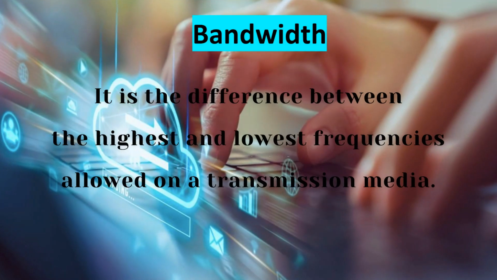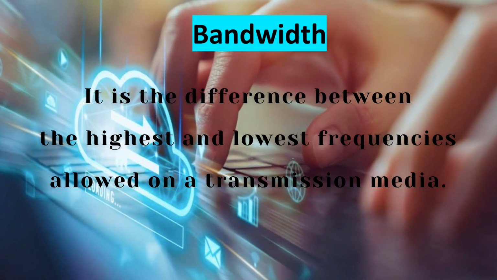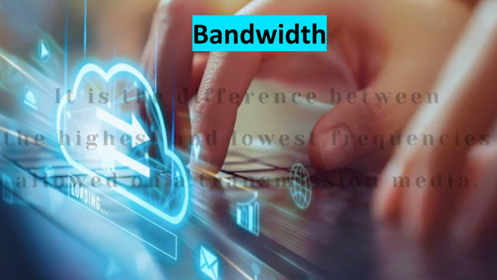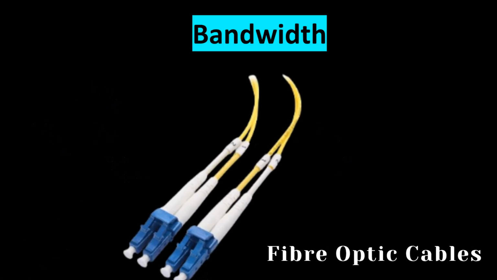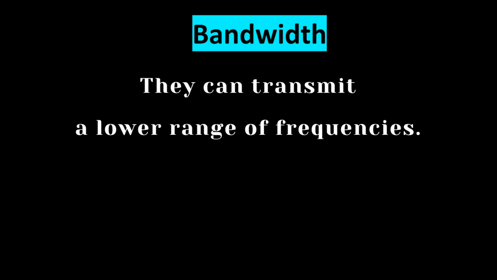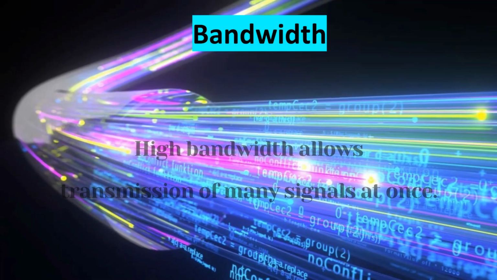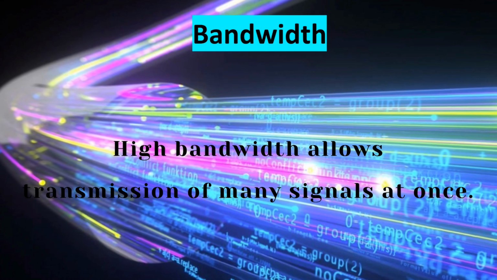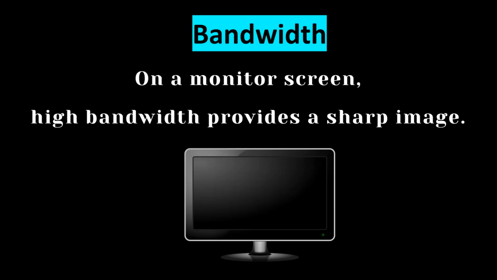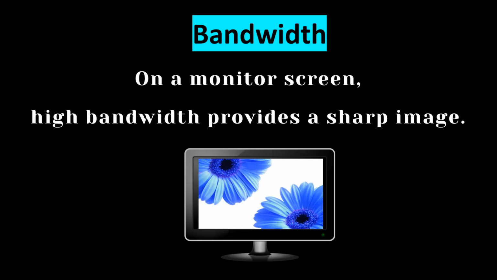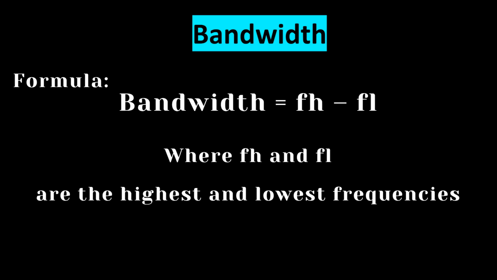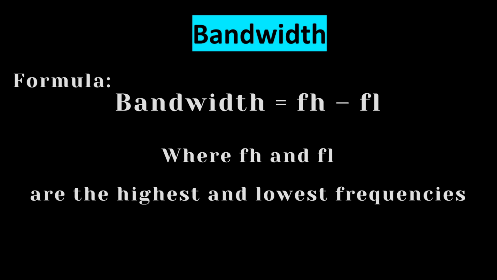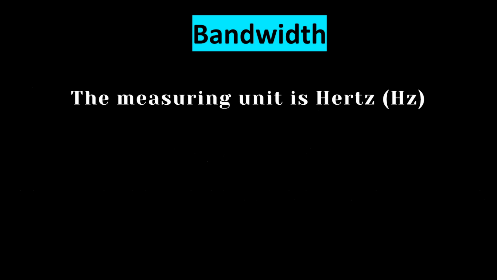It is the difference between the highest and lowest frequencies allowed on a transmission media. Telephone cables, for example, have a lower bandwidth than fiber optic cables. They can transmit a lower range of frequencies. High bandwidth allows transmission of many signals at once. On a monitor screen, high bandwidth provides a sharp image. Formula is bandwidth equals FH minus FL, where FH and FL are the highest and lowest frequencies. The measuring unit is Hz.